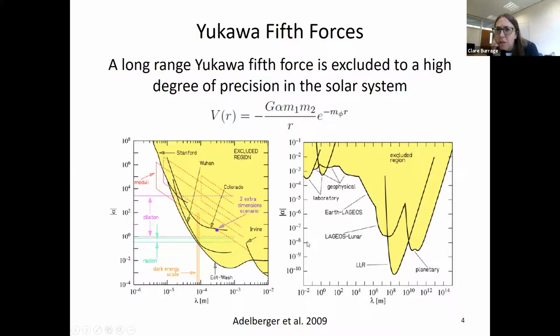Sorry, is there a question? Or yes, thank you. Yes. Yeah, so instead of introducing a new scalar field, if we were to start with introducing a new Majorana fermion, would we still get this 1/r potential?